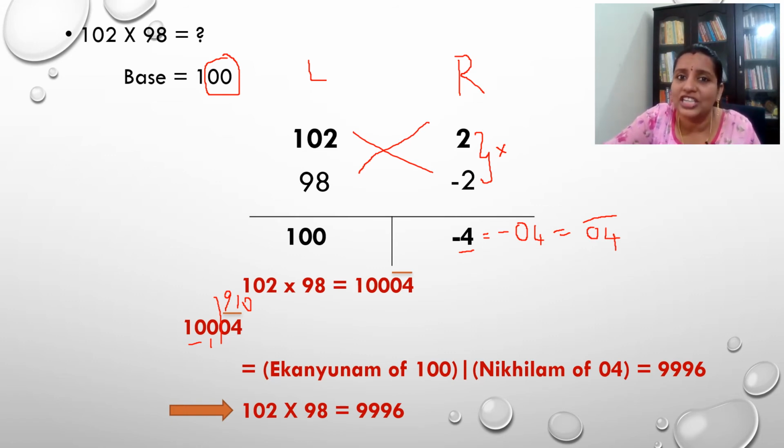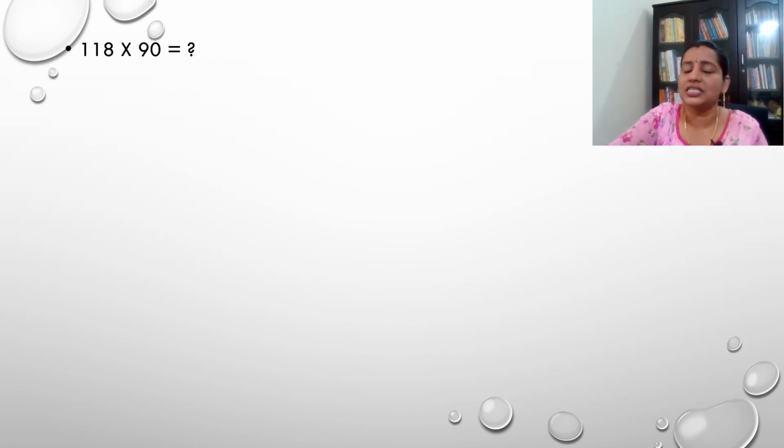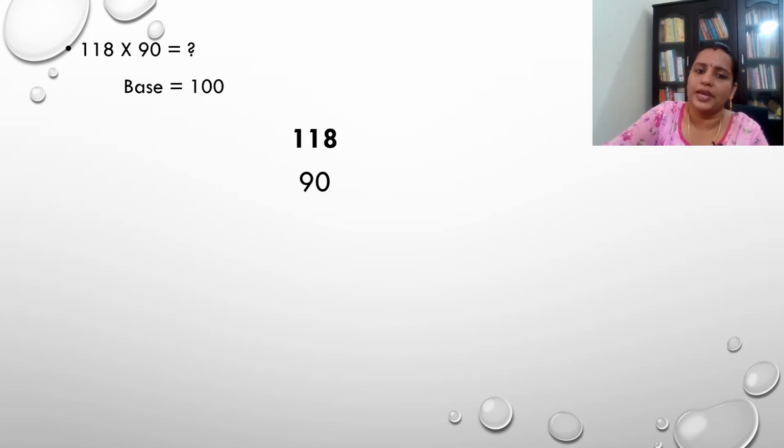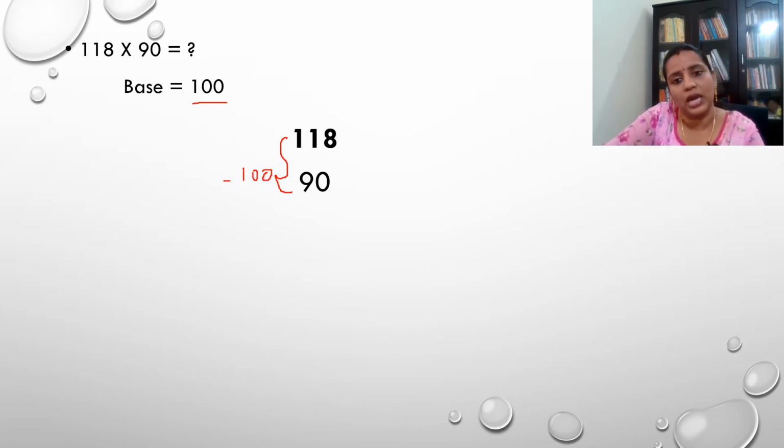What's the next question? Come on. The next question is 118 into 90. Both are closer to which base? They are both closer to base 100. For my LHS, the next step is 118 and 90, the numbers. I'm taking the numbers directly. And for my RHS, I have to subtract these numbers by the base, isn't it? Yes, I am going to subtract them by the base. So my RHS becomes 18 and minus 10.